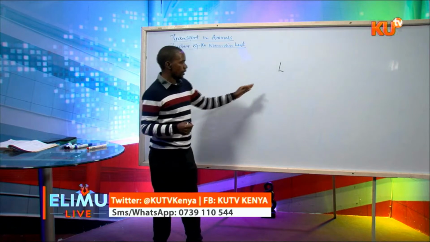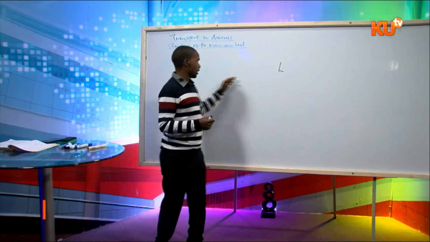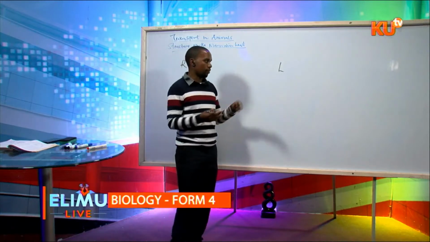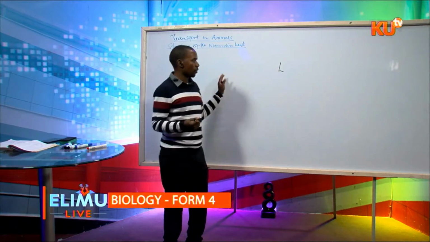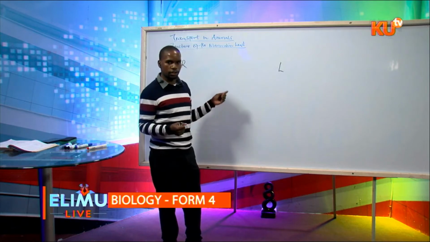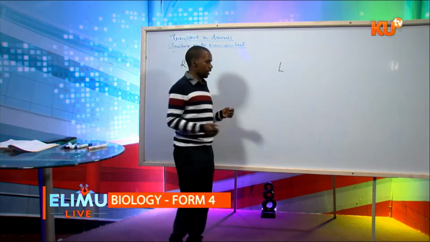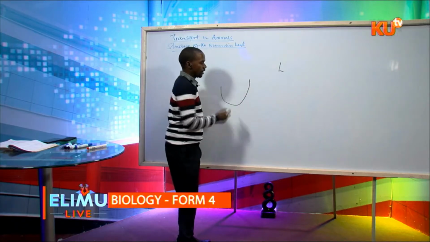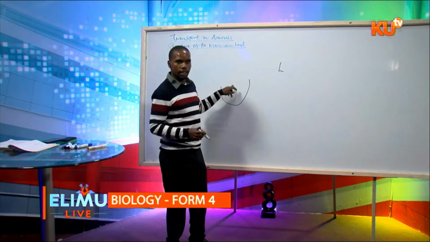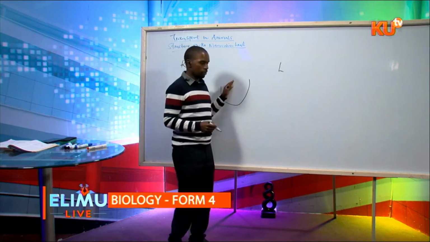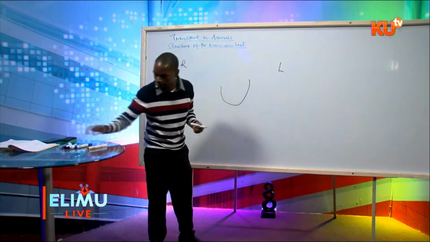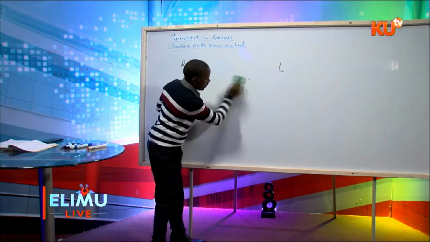So I've said this is the left side of the heart, this is the right side of the heart. We want to look at the chambers that are associated with the heart as far as circulation of the blood is concerned. So the first chamber here, we'll just have a sketch. We have said this side is the left. Let me just draw it lower so that it doesn't occupy a lot of space.